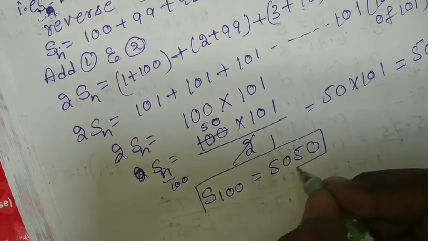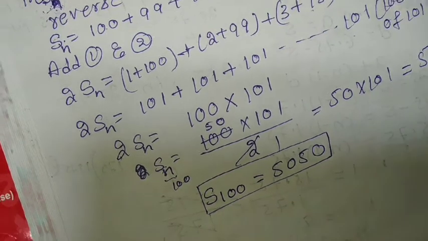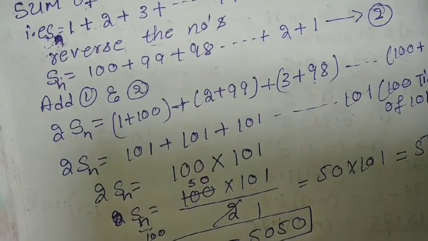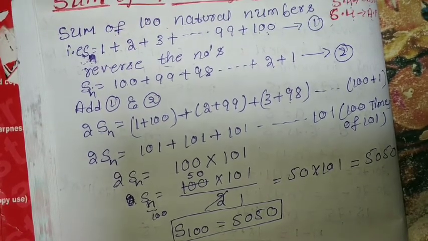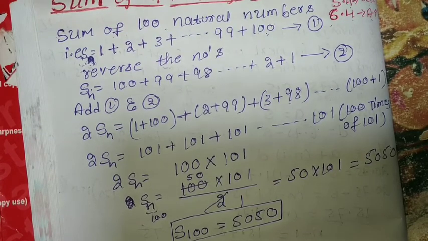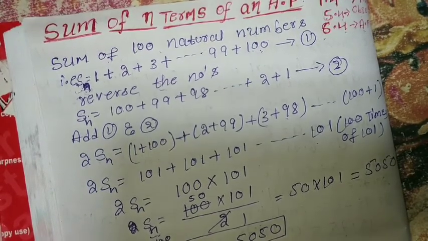S100 is equal to 50, 50. Understand? How is this? Before that, pause the video to note down. Okay. Completed. See here. Next, we need to find what is the formula of sum of n terms.